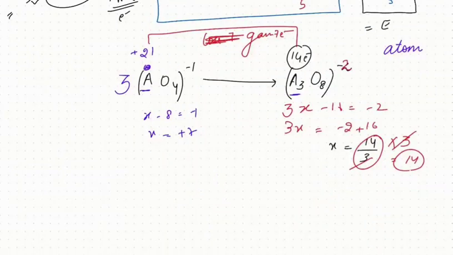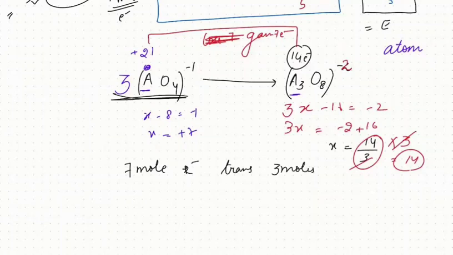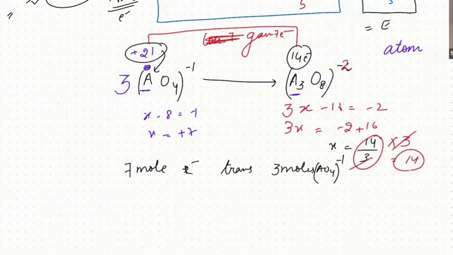Now this time you will say that 7 moles of electron transfer is being done by 3 moles of the reactant. Do you understand? Because we are considering the charge 21, which is of 3 A atoms. 3 A atoms we are considering because we are considering AO4 minus 1. So 7 moles of electrons transfer 3 moles of AO4 minus 1.